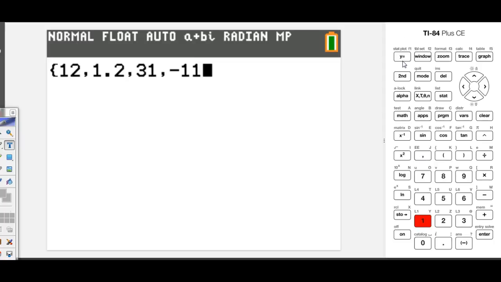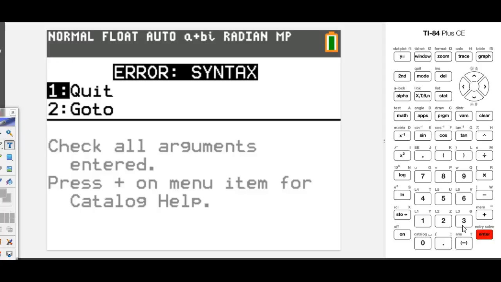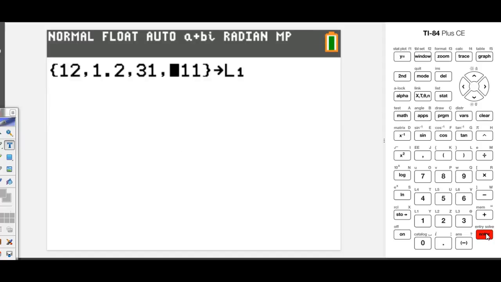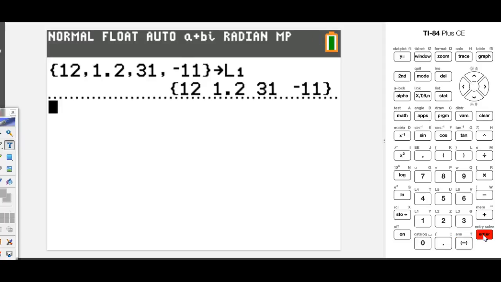Alright, and then I'm going to do my close curly bracket, and I want to store that. And let's store it in list 1. So I'm going to hit second 1. So I've stored it in list 1. And there's a problem. Let's go and see what it is. Oh, that's because it should have a negative 11, not minus 11. There we go. Remember, negative is down here, not minus. And that's a little bit better.